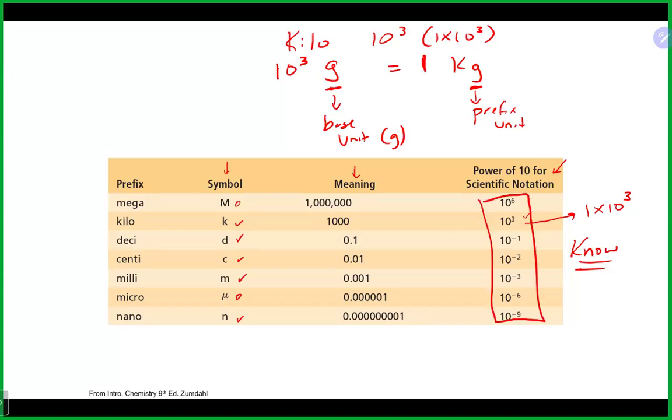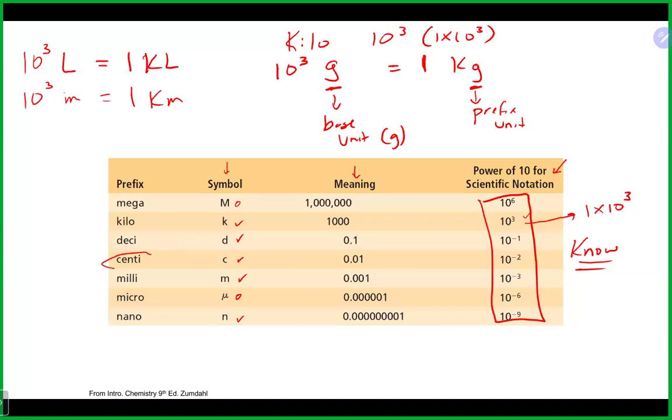It doesn't really matter what the base unit is. If I had a kiloliter and a liter, in 1 kiloliter, there would be 10 to the 3 liters. If I had 1 kilometer and meters, in 1 kilometer, there would be 10 to the 3 meters. So it really doesn't matter what the base unit is. The prefix works the same, but it is a super common error that people make. They always want to kind of flip it around the wrong way.